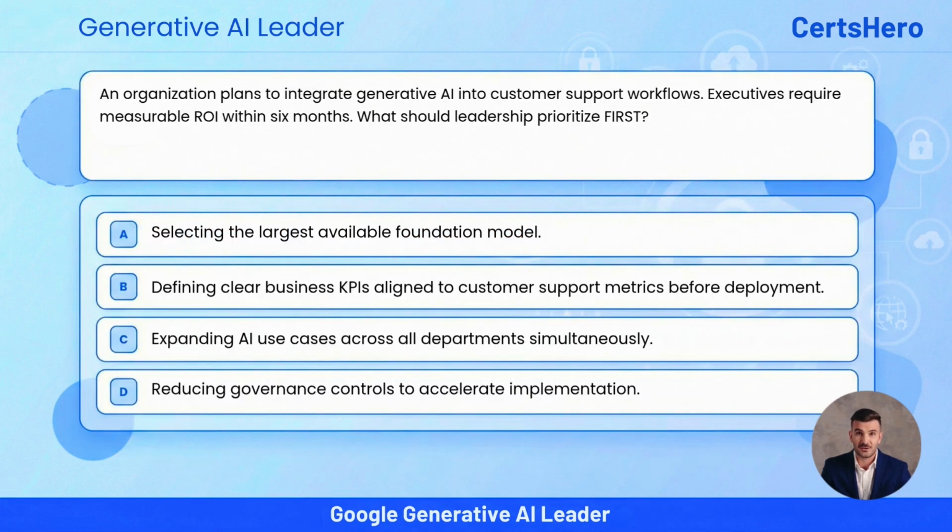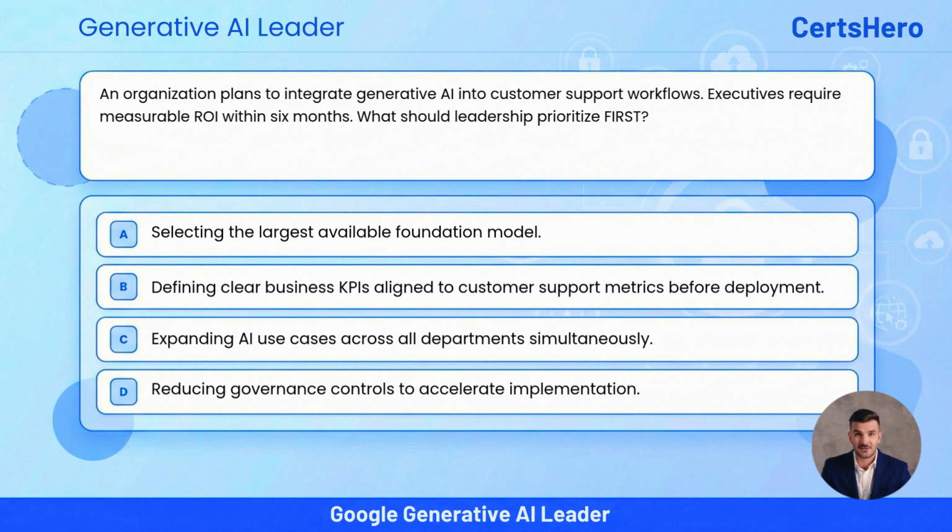Question number 2. An organization plans to integrate generative AI into customer support workflows. Executives require measurable ROI within 6 months. What should leadership prioritize first?